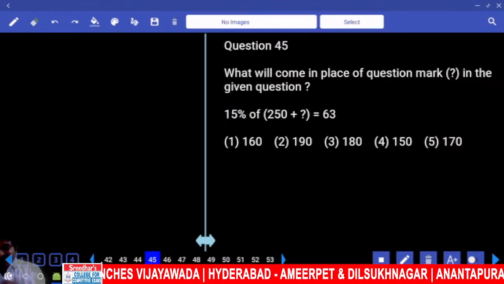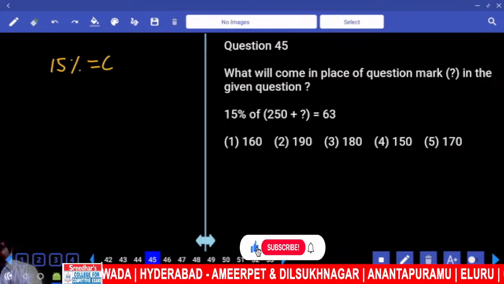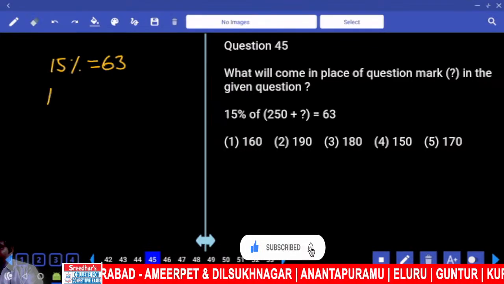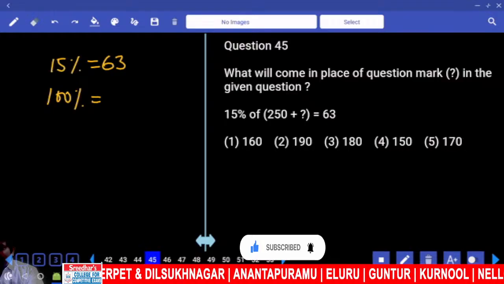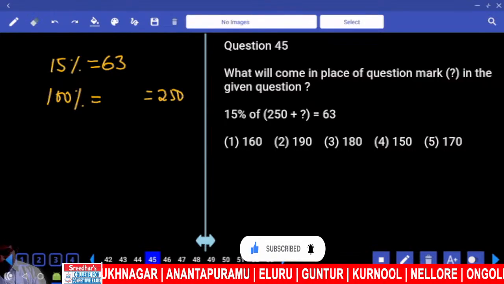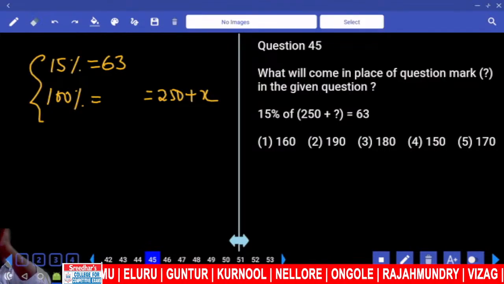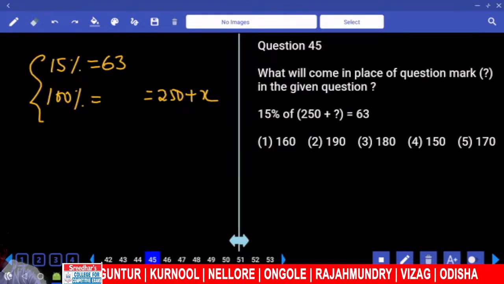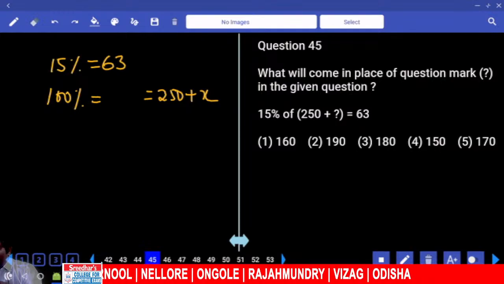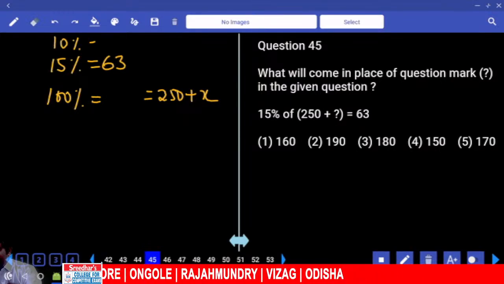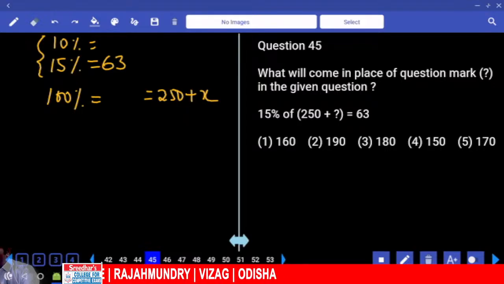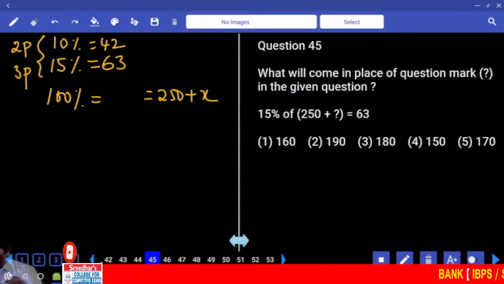See, identify this as 15% is equal to 63. Calculate the 100% value. You will get some number. That will be equal to 250 plus x. In getting this value, I am telling you the ratio concept. You got it? Otherwise, 10% and 15%, these two will be in the ratio 2:3. 3 parts is 63, 1 part 21, 2 parts 42. If you add a 0, it becomes 100%.